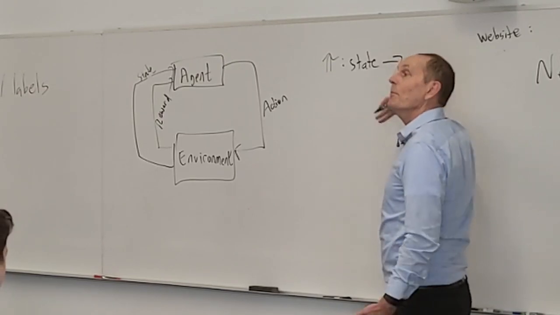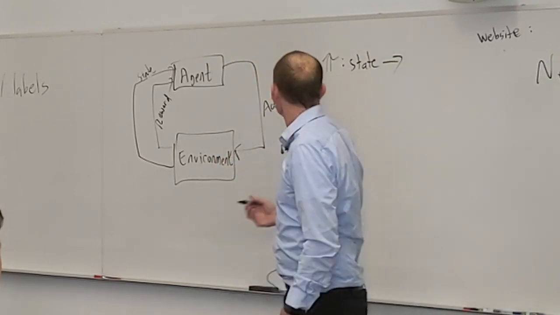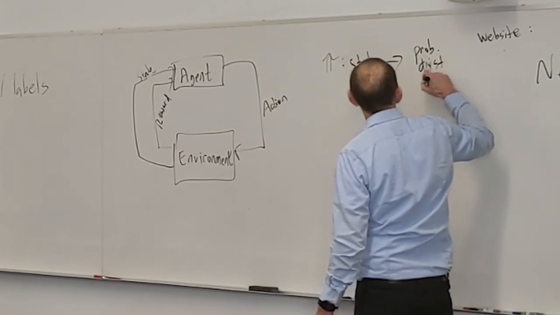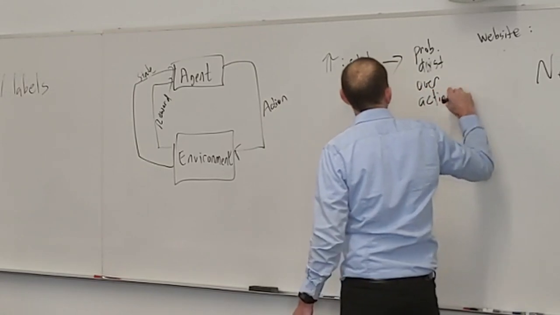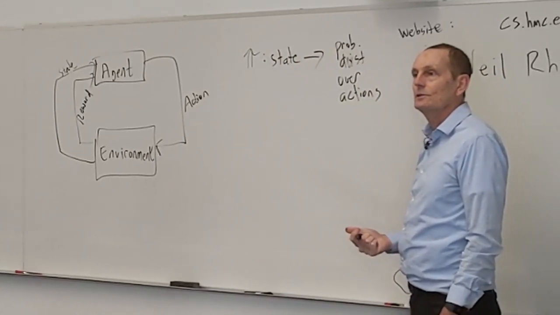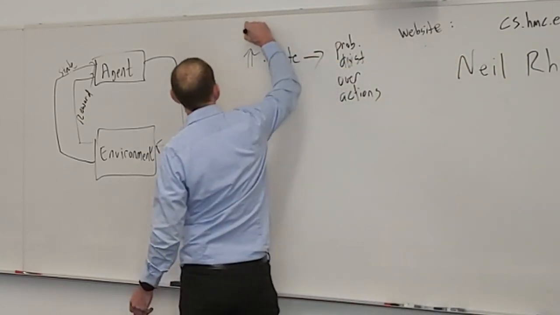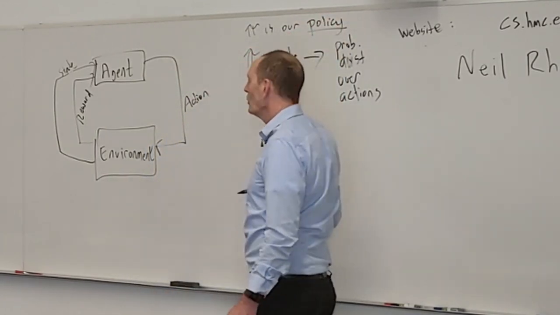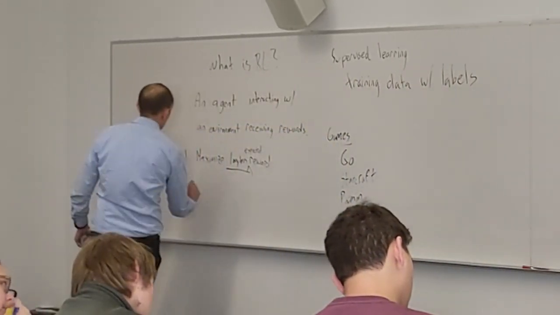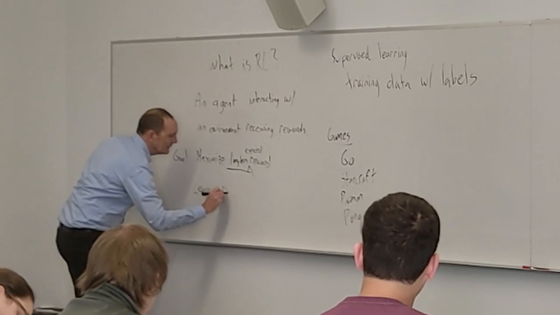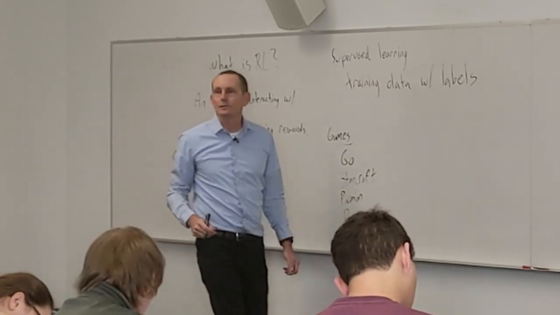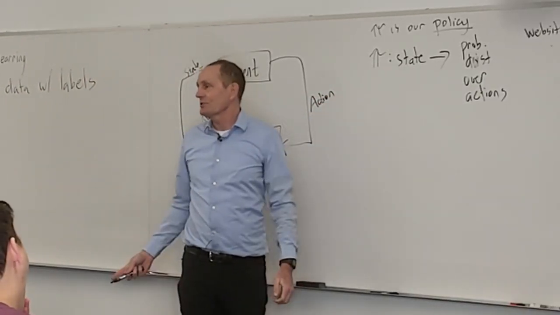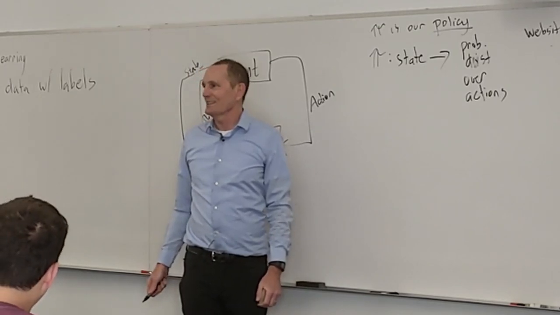So there needs to be some probability here. So we actually need some probability distribution over actions in the general case. So we need the possibility of a non-deterministic policy. And so pi is our policy. This is what we're trying to learn. The goal is to learn a policy that tells us what to do, that will then maximize, as best as we can, our long-term expected reward.